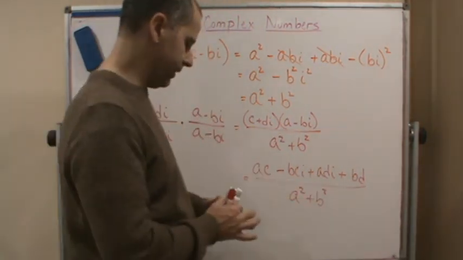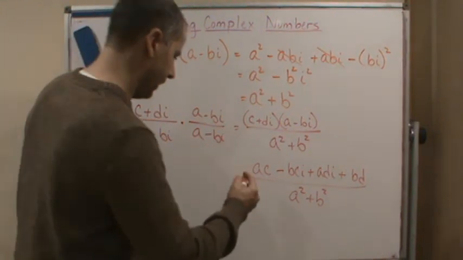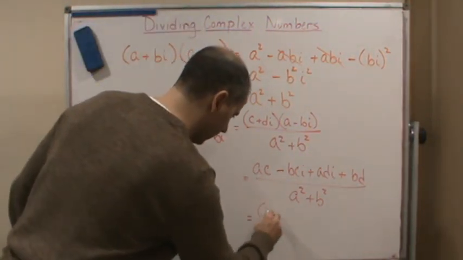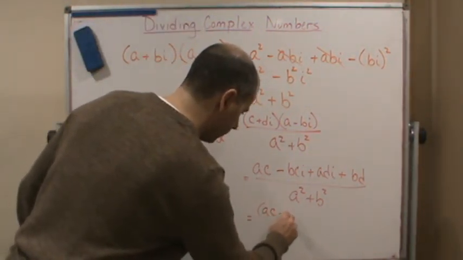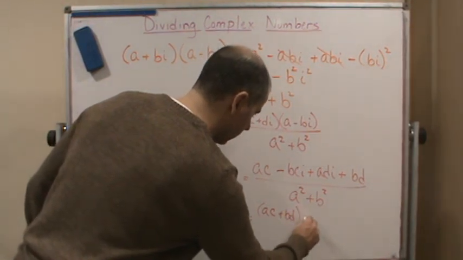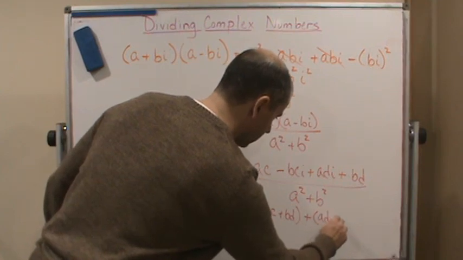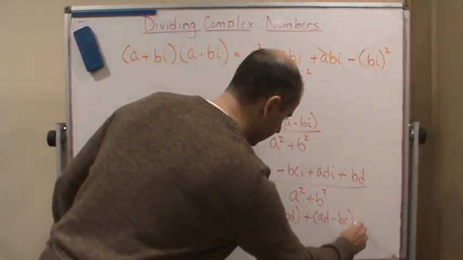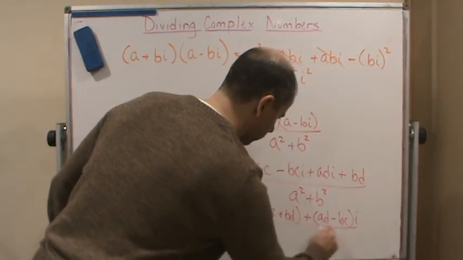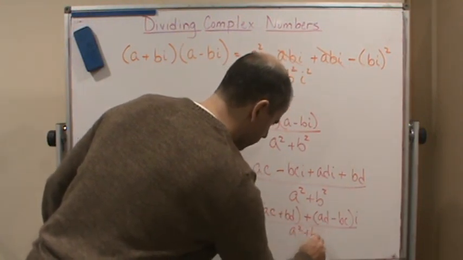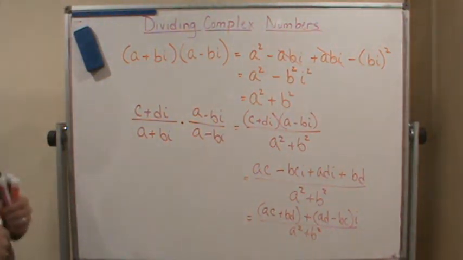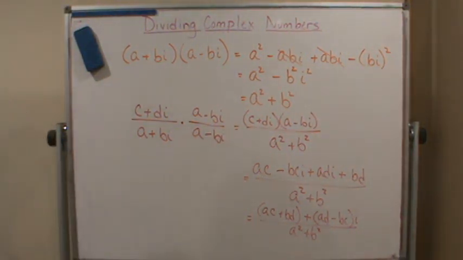Then I simplify this even further, and I get the final answer, which is just going to be ac plus bd plus (ad minus bc)i, over a squared plus b squared. And that's how you divide complex numbers. We'll do some examples next time.